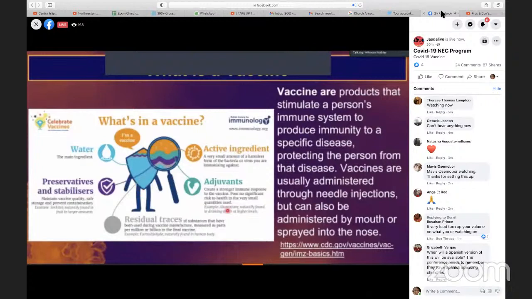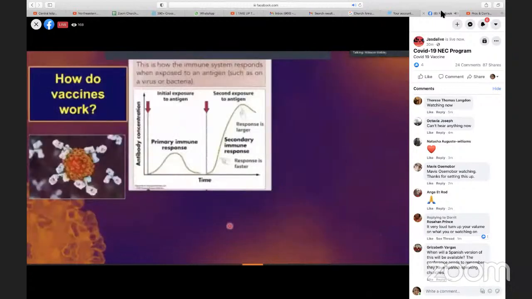But why is it that we need vaccines if we have functional immune systems? And people say this all the time. And this is an important question. The reason is that the immune system can be divided into 2 different parts, what we call the innate immune response and the adaptive immune response.